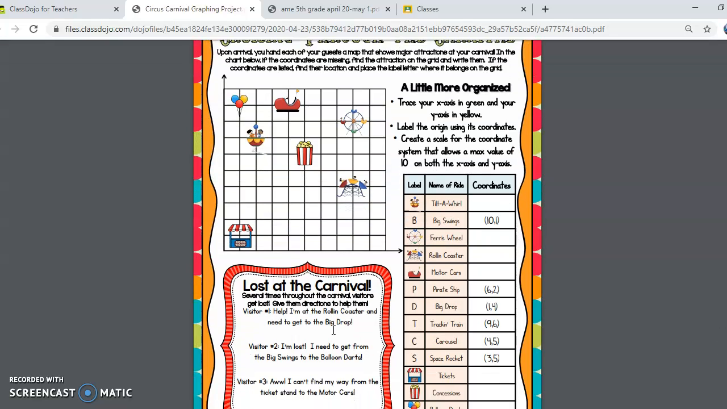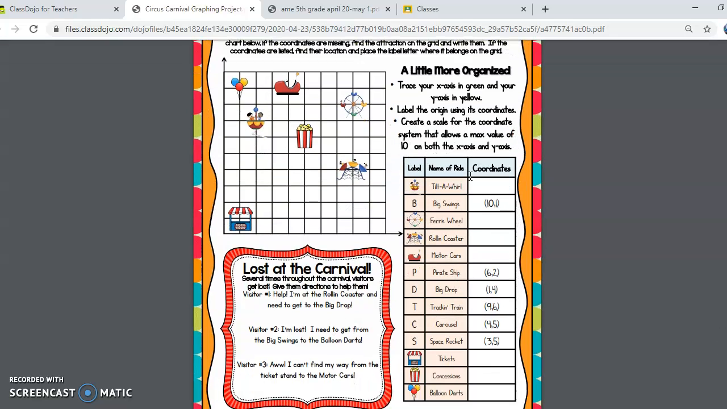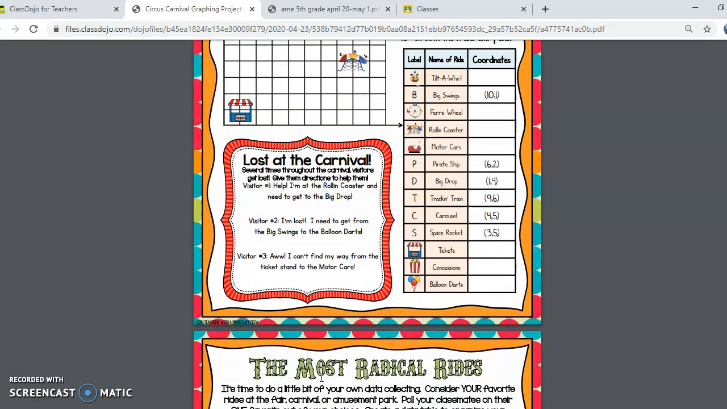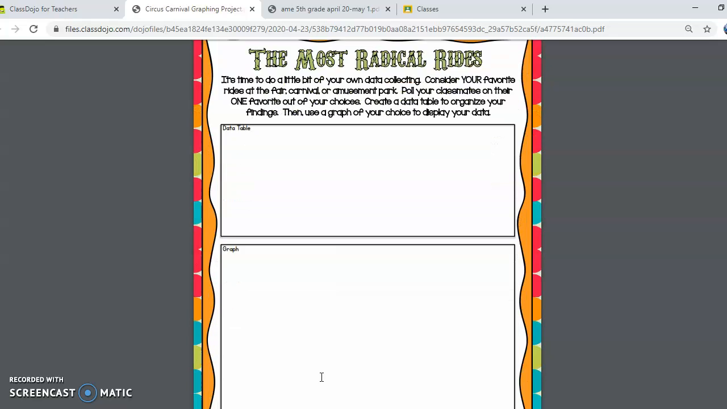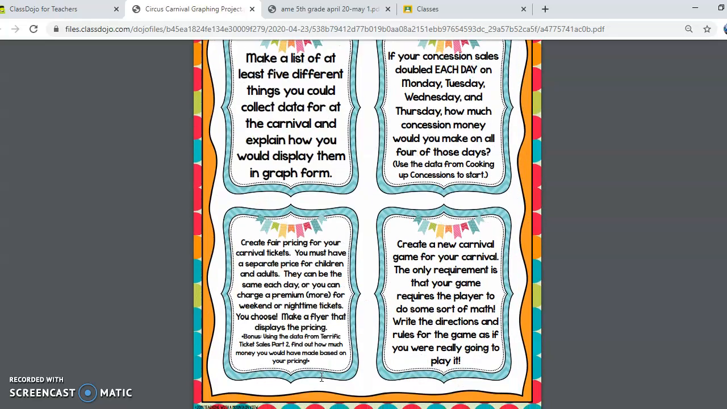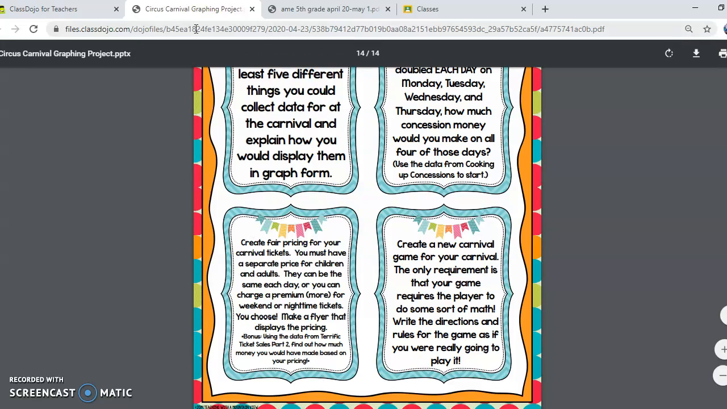Okay, and so on. So you have to create a scale for the coordinate system that allows a max value of 10 on both the x-axis and y-axis. So you're plotting all of these, and then there are 3 locations that they need you to give directions for. Okay, then here you're going to consider your favorite rides and make some different graphs, and then these are challenges. If any of the pages aren't on that packet, don't feel like you have to do them. I just wanted to make sure they were explained so that way it was available to you.